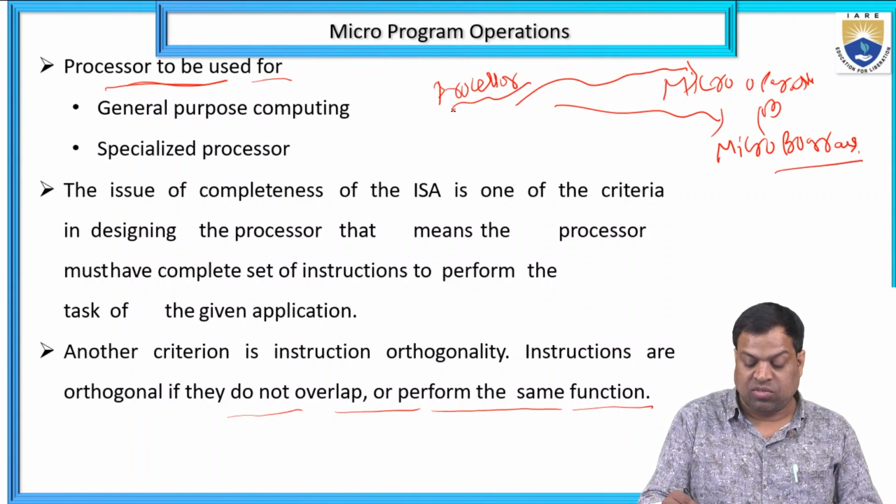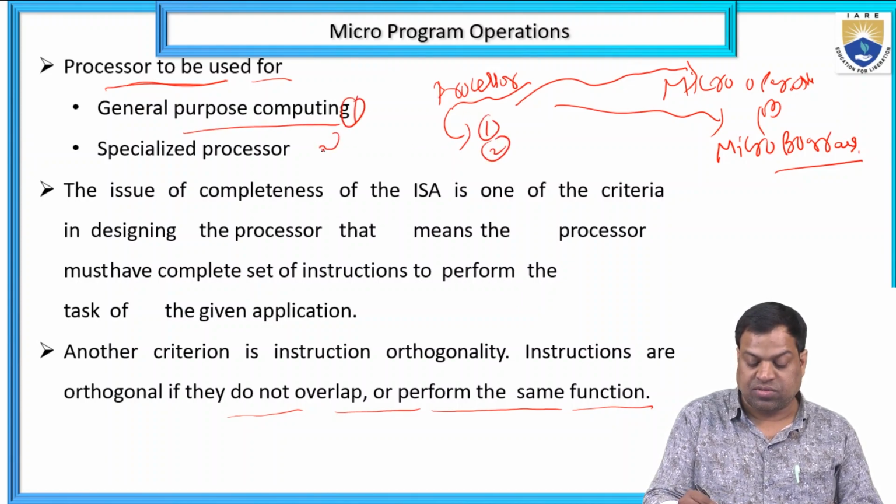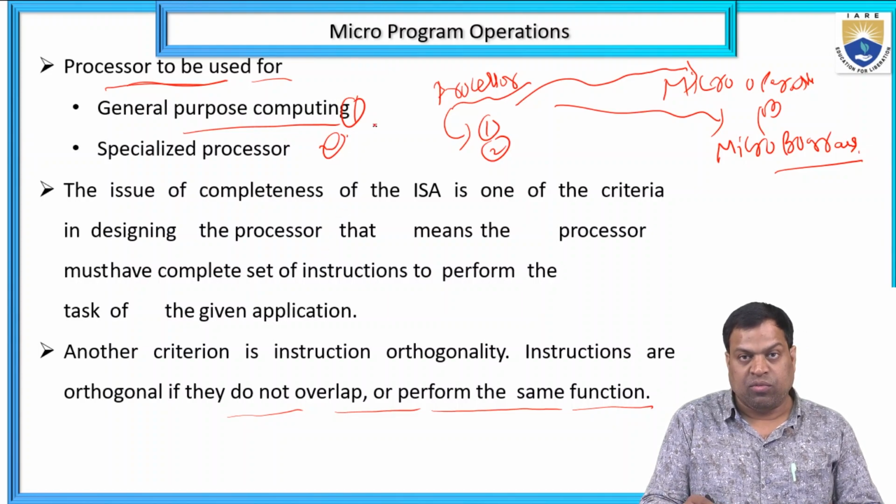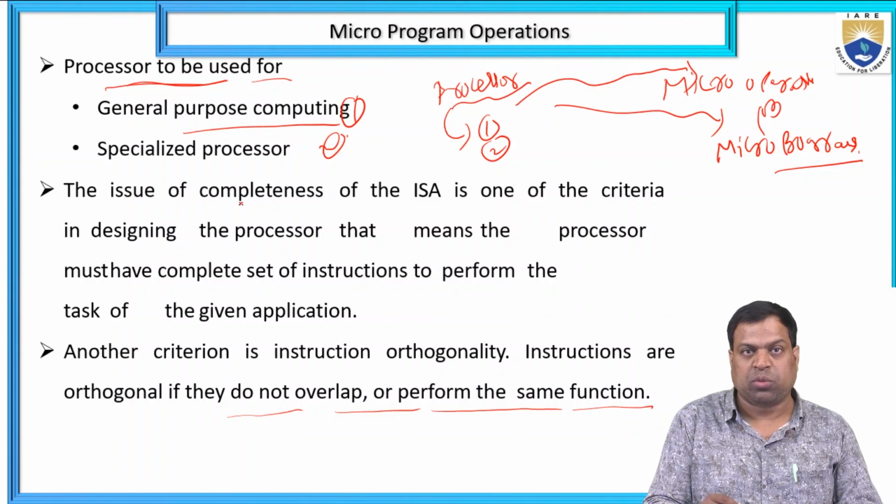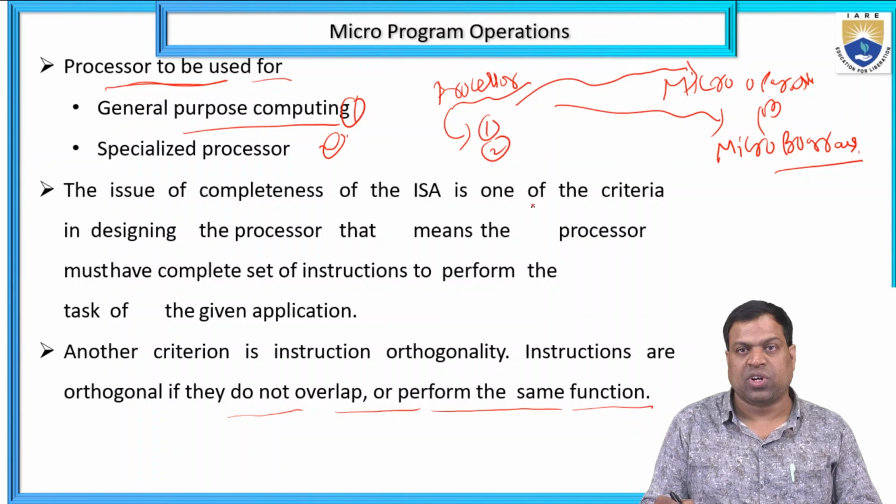So for the processor I'm using for microprograms, we need general purpose computing and a specialized processor. Why are we taking these two in the processor? First one, general purpose computing. Then the specialized processor. Completeness of the ISA is one of the criteria in designing the processor. That means the processor must have a complete set of instructions for the task of the given application.